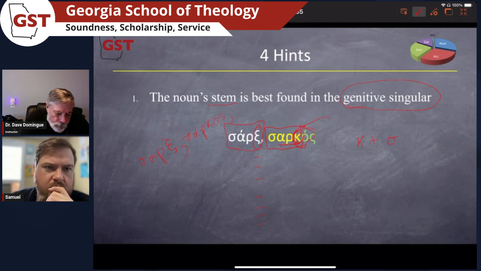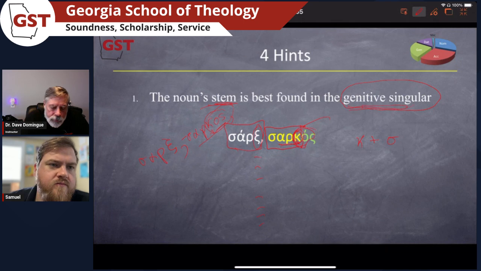And then it'll have the article for it. So it gives you the stem ending with that kappa there. Okay. So the noun stem is best found in the genitive singular. And that's one hint to figure it out.